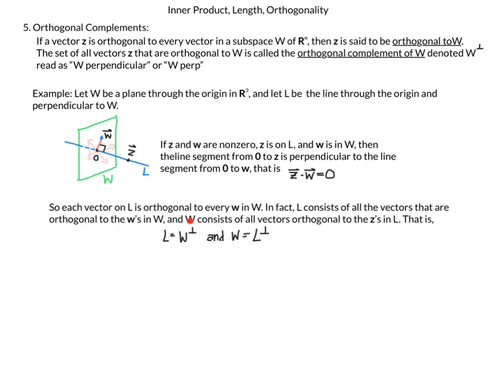So that means my L perp, the set of vectors that are orthogonal to L, is equal to W. And then my W perp, again, those are the vectors Z that are orthogonal to W. That's all these different vectors along L.